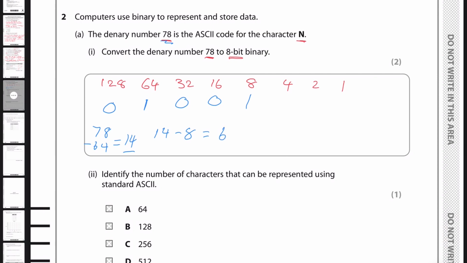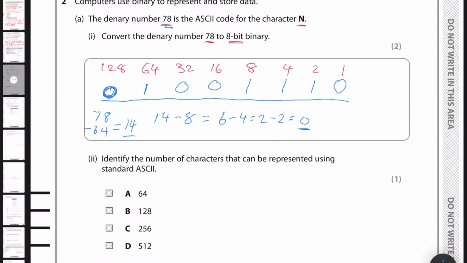So that would mean we've got a 1 there. So 6 minus 4 equals 2. A 1 there, minus 2 equals 0. So we've got none left, which means the last number would be 0. So the correct answer is 01001110. Okay, and because it says 8 bits, we need to include this first 0.